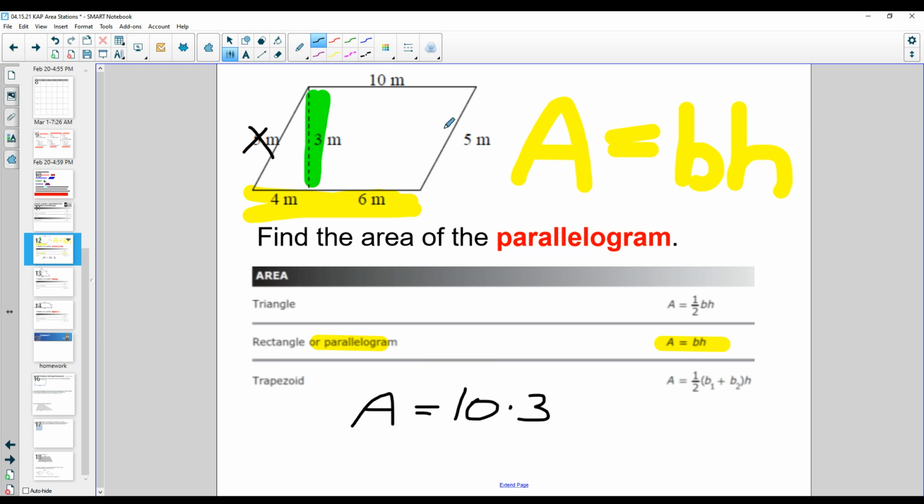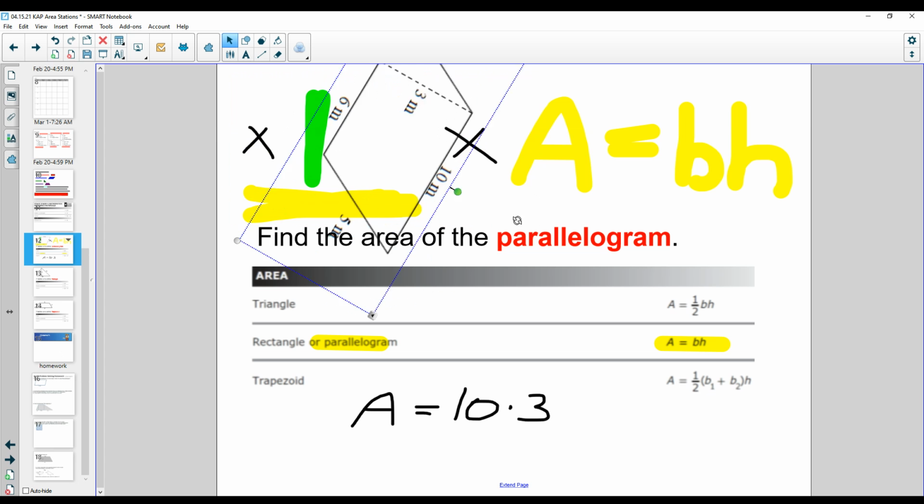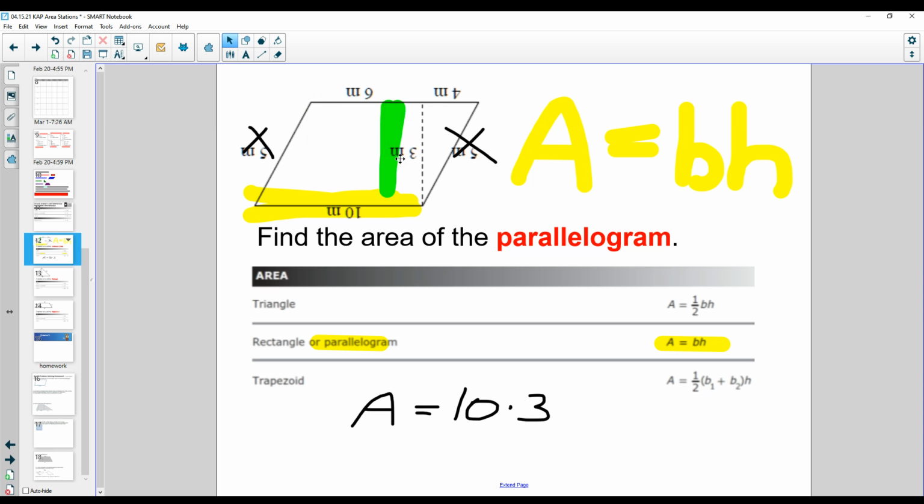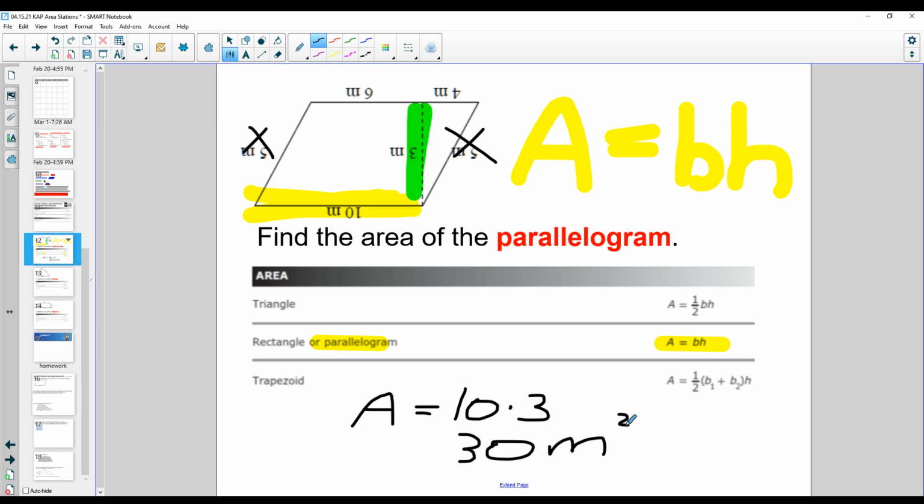This is a slant, junk information. Oh yeah, we have got the 10 here. Why do I say that? Because if I just flipped it around, you would have seen the base times height. So the area is 30 meters squared, or 30 square meters.